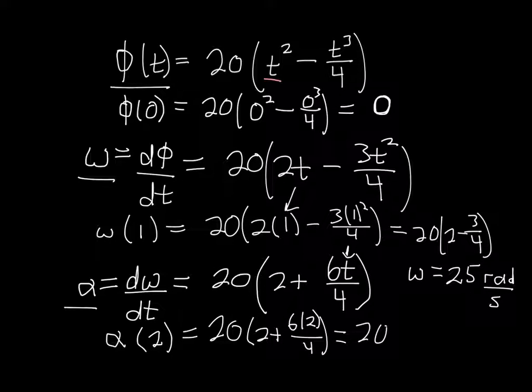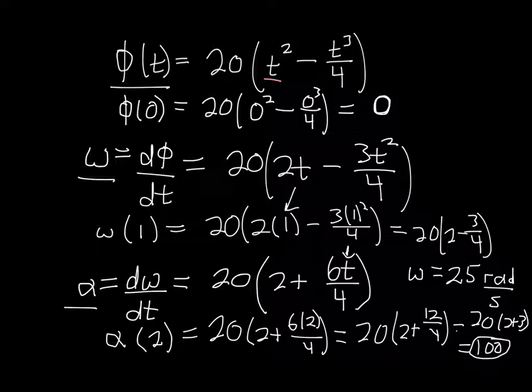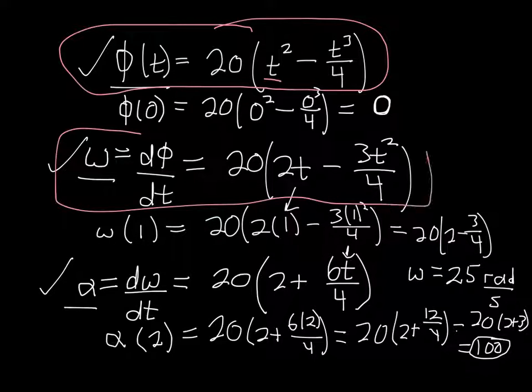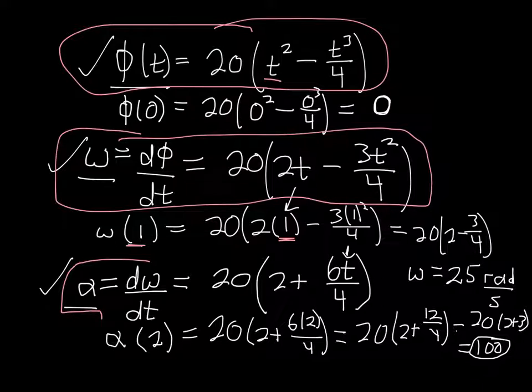So I got 20 times 2 plus 6 times 2 is 12 over 4. So I have 20 times 2 plus 3, so 20 times 5. So it's going to give me an angular acceleration of 100 at a time of t equal to 2 seconds. So that's how we can find angular position, angular velocity, and angular acceleration. We can find general expressions by using differential calculus. And then we can find those actual values at any time by just plugging in for the times anywhere you have t's.